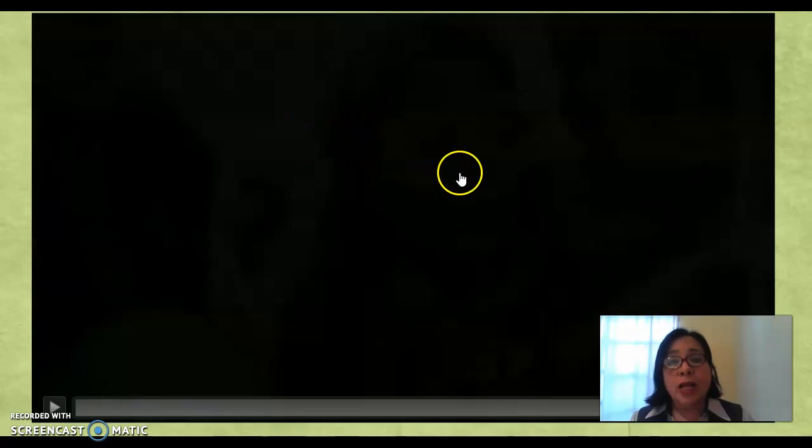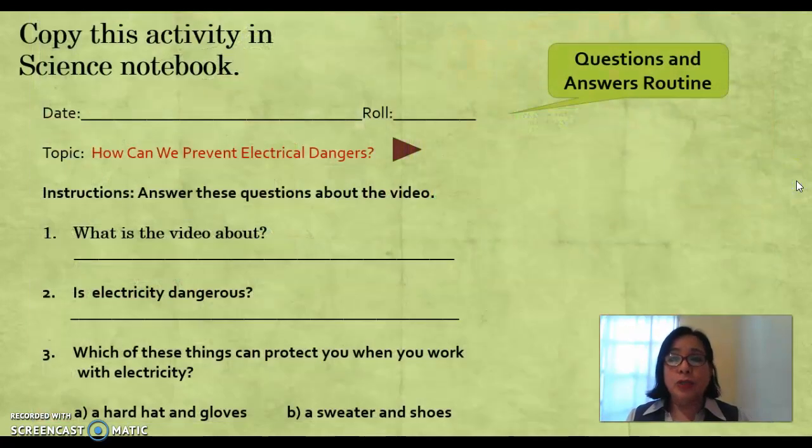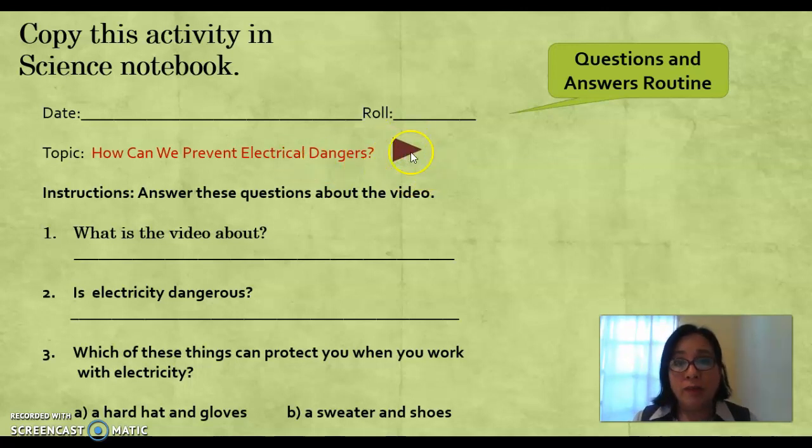Now we will talk about the questions. It says, copy this activity in your science notebook. You have the date, the row, and you have the topic. And remember, the topic is in color red. And you have the symbol of a video because you saw the video already. You can see the video again if you need to get more information and review the information, okay? It says questions and answer routine.